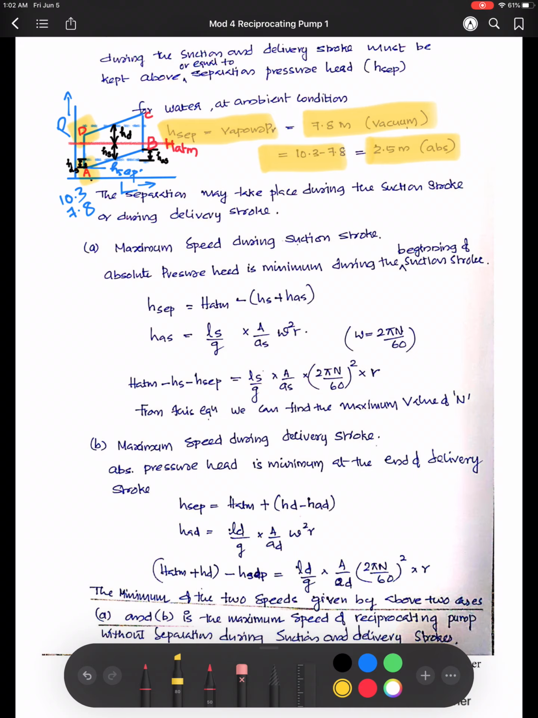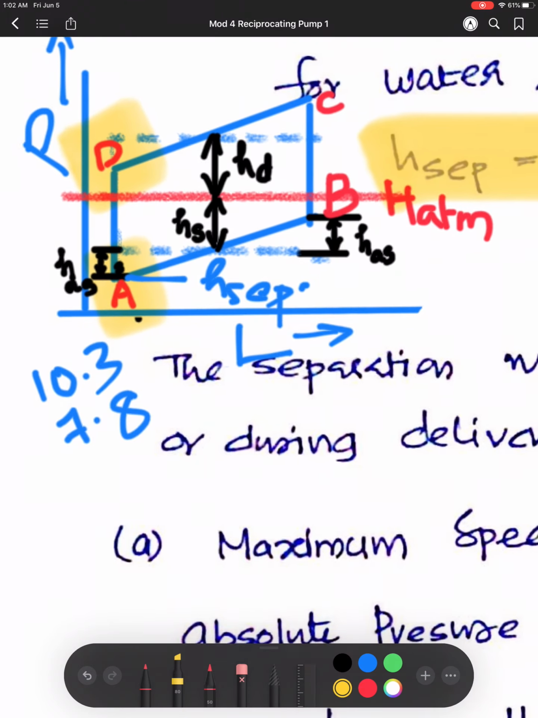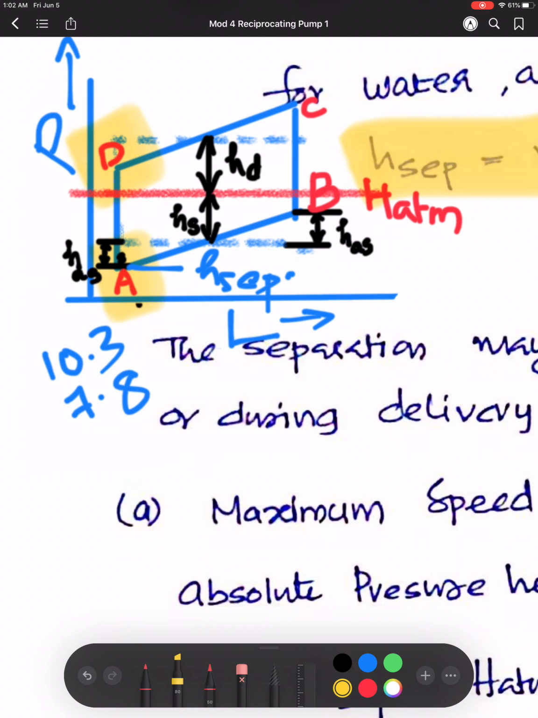As you can see the graph, there are 2 points at which the pressure head is lowest, that is D and A. So keep that in mind. Point A and D are the 2 points in the whole process where the pressure head will be lowest. So the separation can either occur at A or at D.